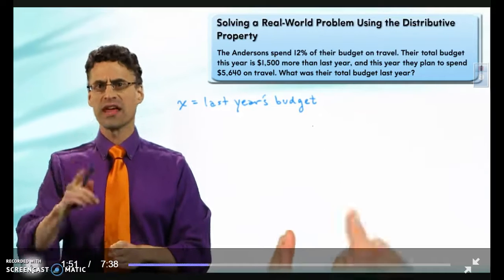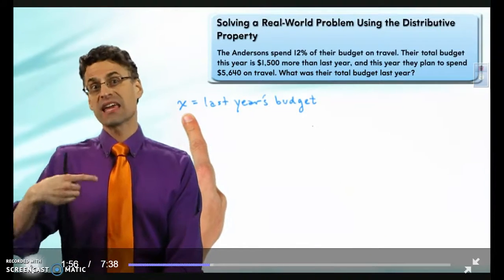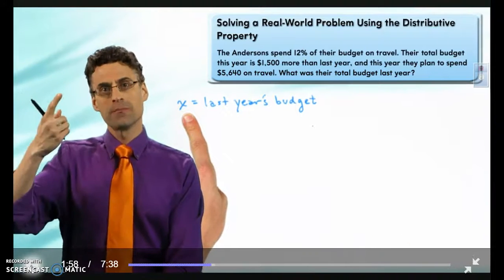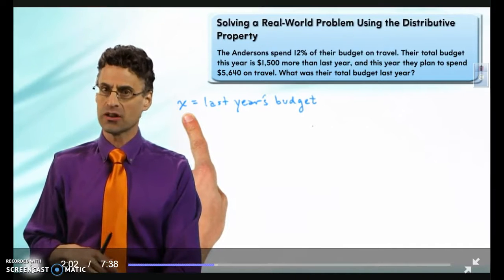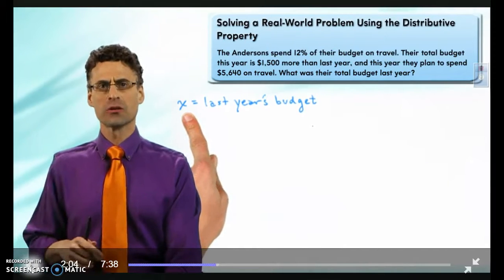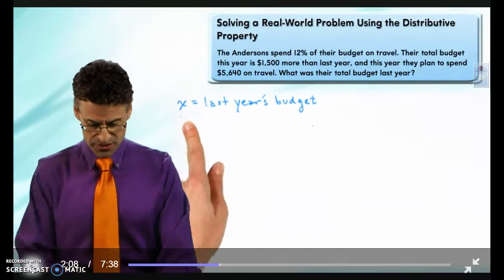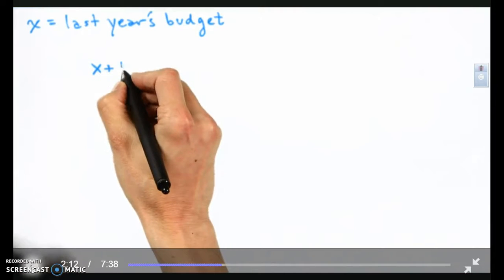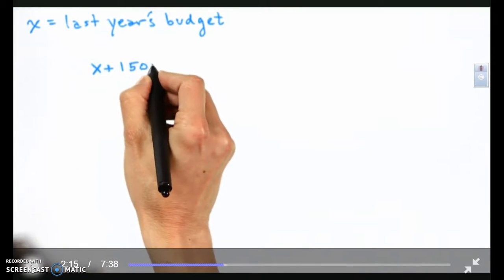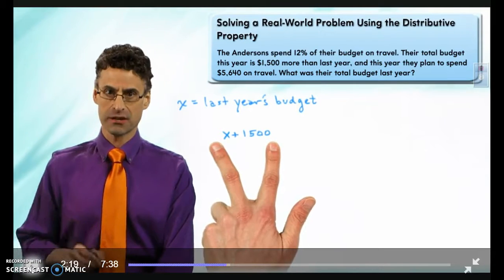$1,500 more than last year's. Last year's budget we're calling X. So if we take X and we increase it by $1,500, that means we add $1,500, then that's going to give us their total budget for this year. Aha! So let's write that down. So if I write X plus $1,500, that represents the total budget this year.